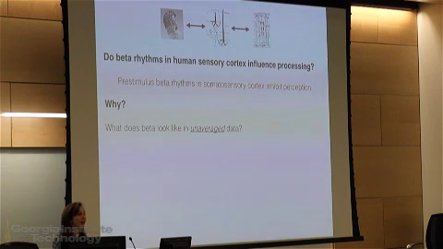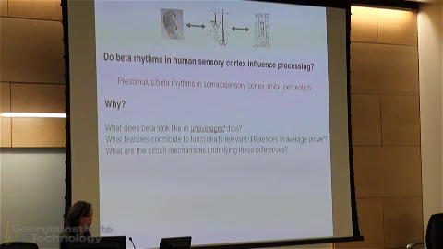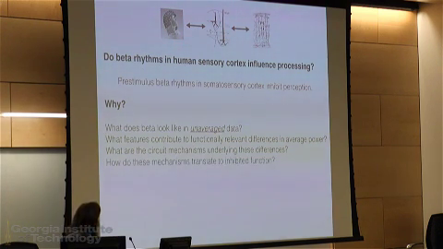But the brain isn't averaging across trials. And with our model, we don't want to reproduce the average signal. We want to understand what is the signature of this beta activity at any moment in time. And then once we know what it looks like in unaveraged data, we can ask what features contribute to the functionally relevant differences in average power. Once we know what those features are, we can study with our model the circuit mechanisms that create those specific features. And then we can ask, how do these mechanisms translate to inhibited function?